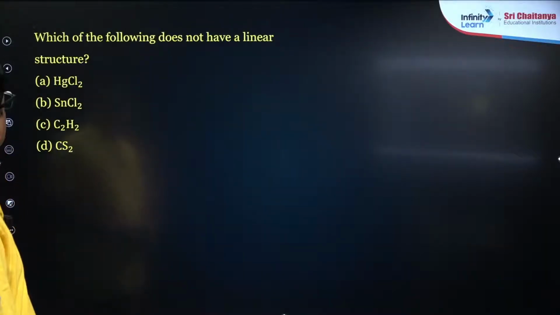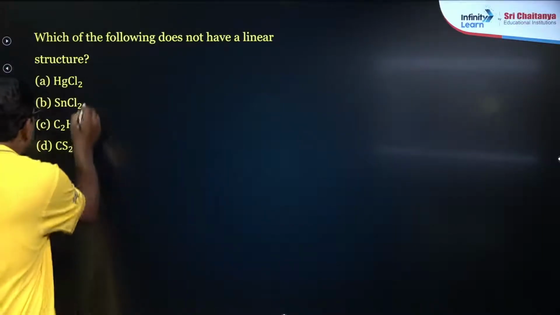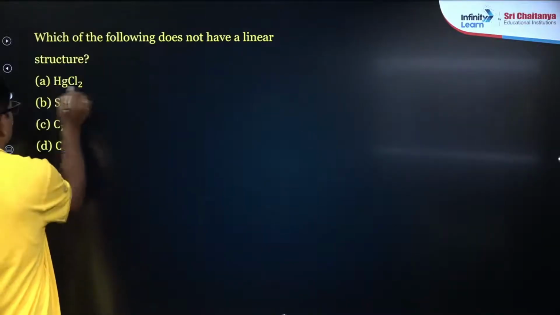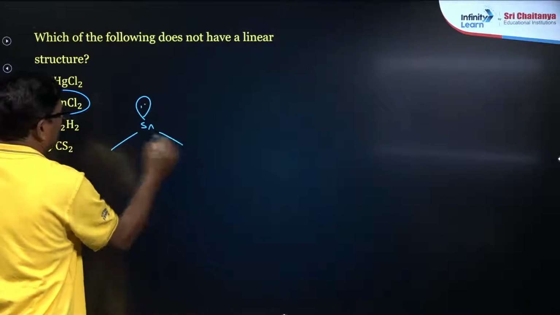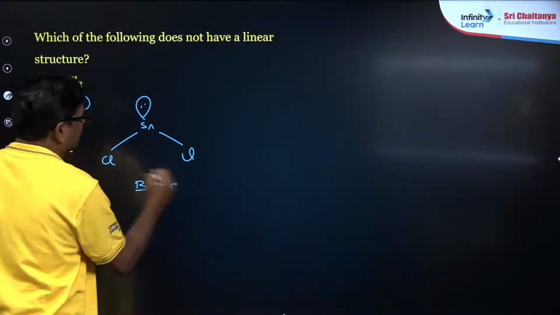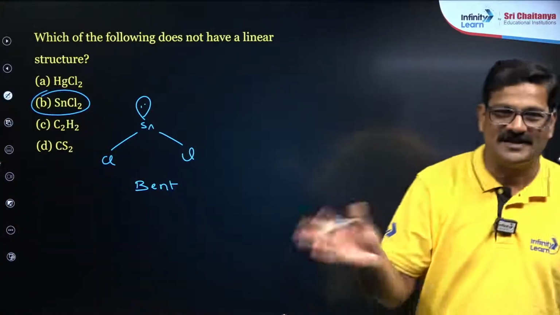Which of the following does not have a linear structure? अभी तो आप फिलहाल देखे हैं ना, SnCl2. Sn is having a bent structure. SnCl2, it is a bent structure. So आपका आंसर आएगा B. Got it? Clear?